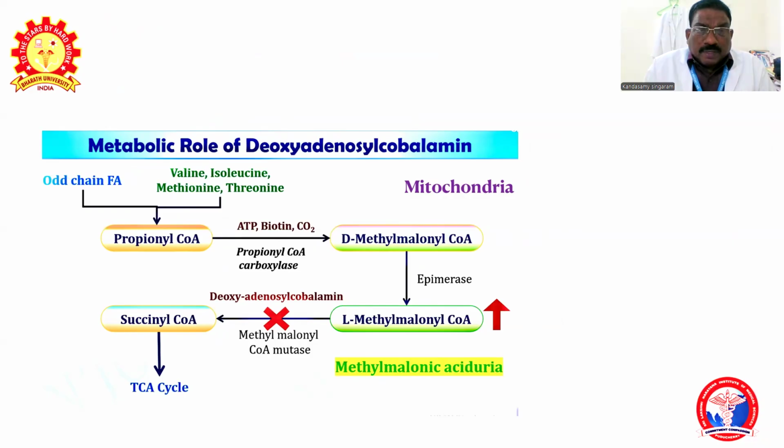Here, due to the deficiency of the coenzyme deoxyadenosyl cobalamin, methylmalonyl CoA will not convert into succinyl CoA, thereby increasing the level of L-methylmalonyl CoA in the blood and ultimately causing excretion of methylmalonyl CoA in the urine. This condition is called methylmalonic aciduria. This is the inborn error due to the deficiency of deoxyadenosyl cobalamin.